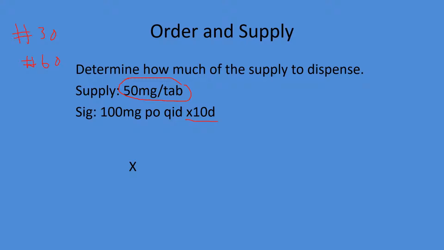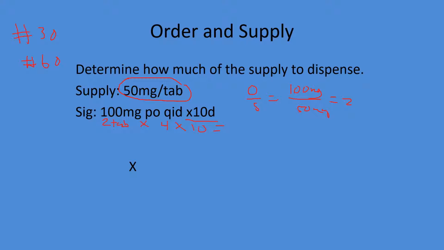Okay. So I need 100 milligrams. How many tablets is that? What's my order? What's my supply? Well, my order is 100 milligrams. My supply comes 50, so I need 2 tablets per dose. So that's 2 tabs here. QID is how many times a day? Oh wait, 4 times. For how many days? 10.